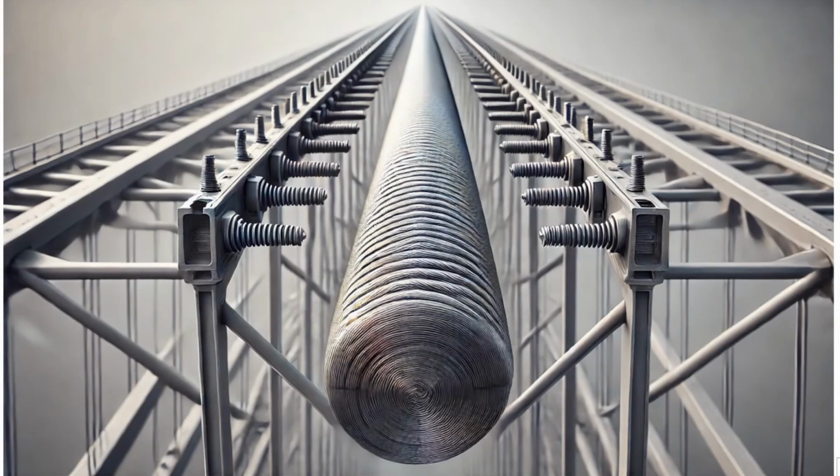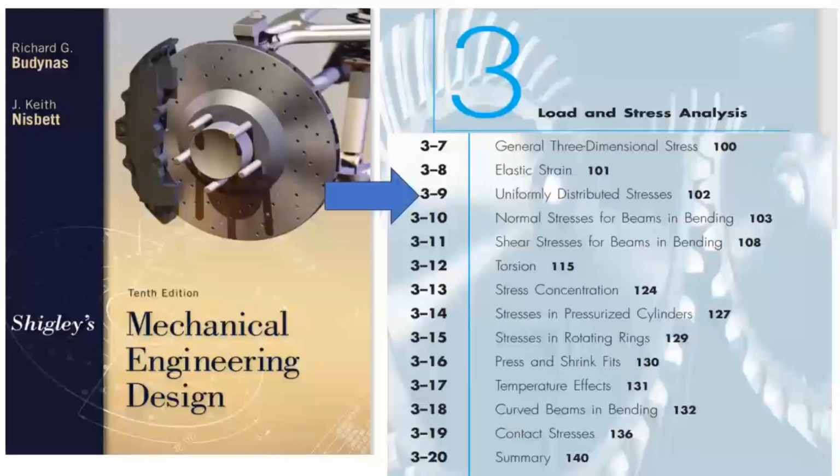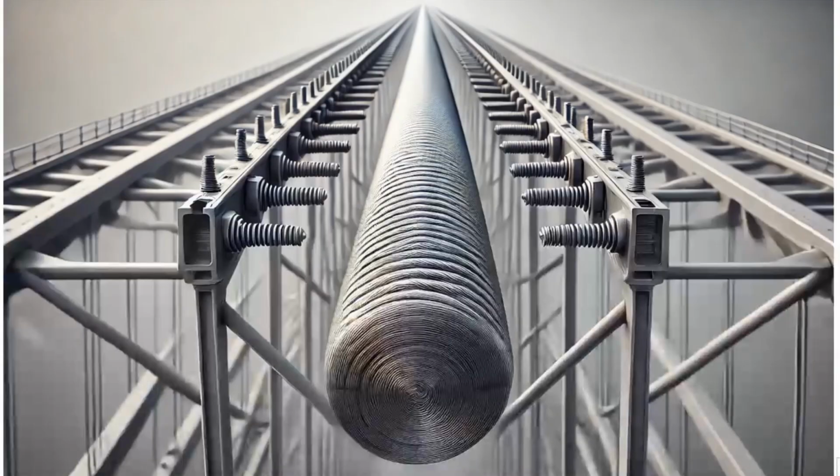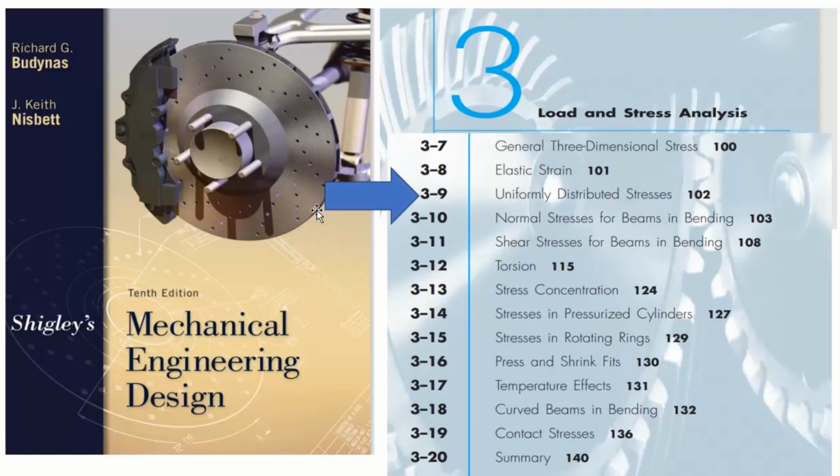In this video, I'm going to talk about chapter 3.9, uniformly distributed stress. The picture created by artificial intelligence shows a uniformly distributed tensile rod. This is the depiction of a uniformly distributed tensile rod, which we will discuss in this short video. This is section 3.9, uniformly distributed stress, from chapter 3, load and stress analysis, in the Mechanical Engineering Design textbook from Shigley.